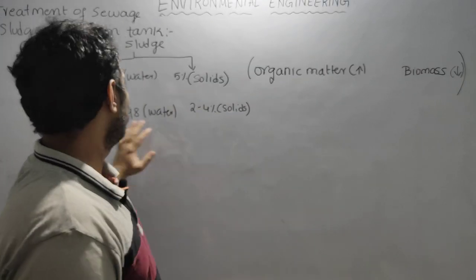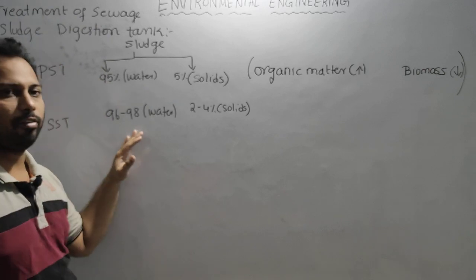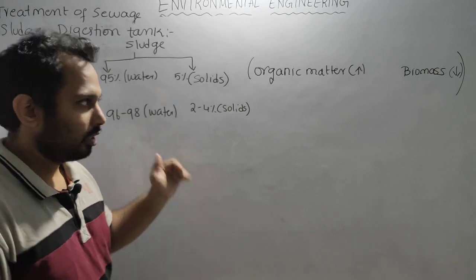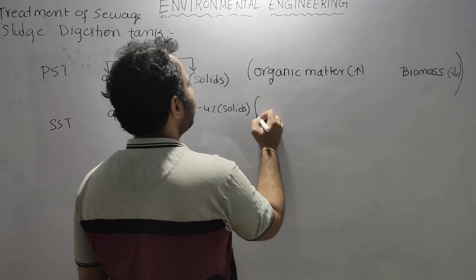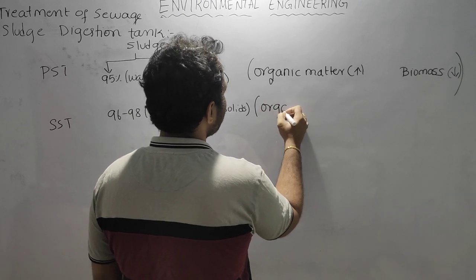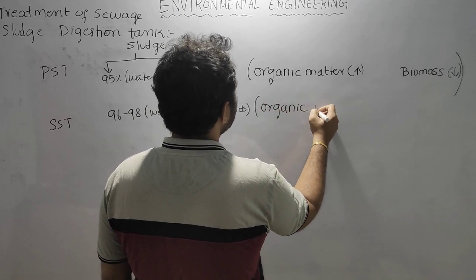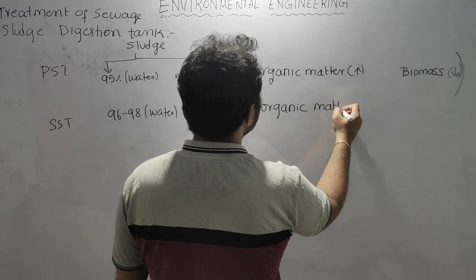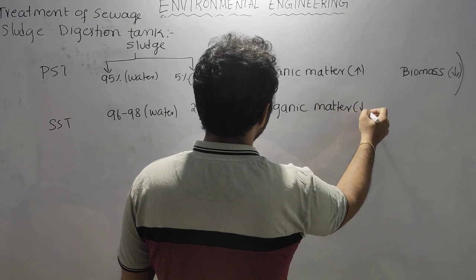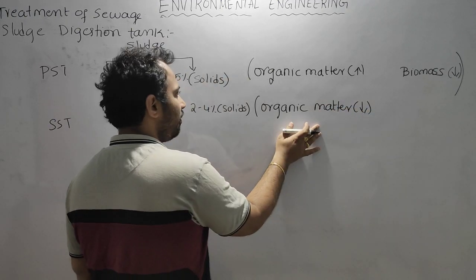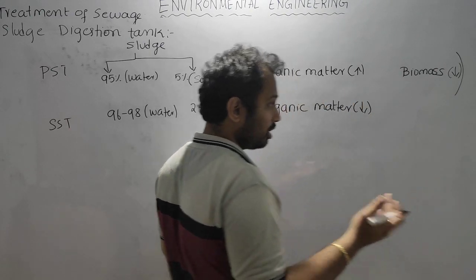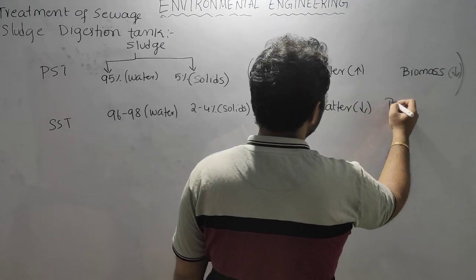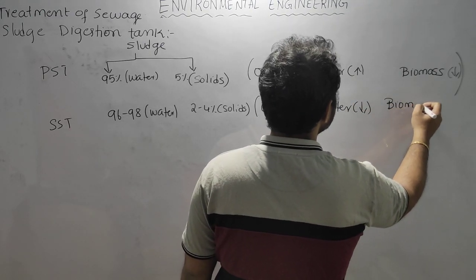But whereas the sludge you are deriving from the secondary sedimentation tank, in the secondary sedimentation tank the organic matter is already completely exhausted. The carbonaceous matter is gone. So only nitrification demand is present. So organic matter will be less, but the biomass concentration will be very high.